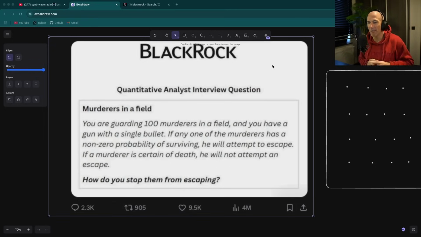I don't think it really matters if you have a single bullet or 20,000 bullets, because the most important thing we need to check is this statement here: if any of the murderers has a non-zero probability of surviving, he will attempt to escape. What does that mean? A non-zero probability of surviving. That basically means that the moment the probability of surviving is bigger than zero, I will just escape. But if I am 100% sure that I'm going to die, I will not attempt an escape. So basically, it's this equation that really doesn't make sense.